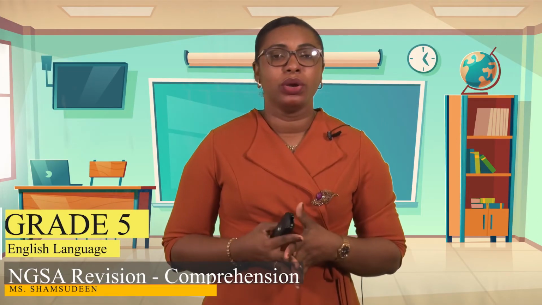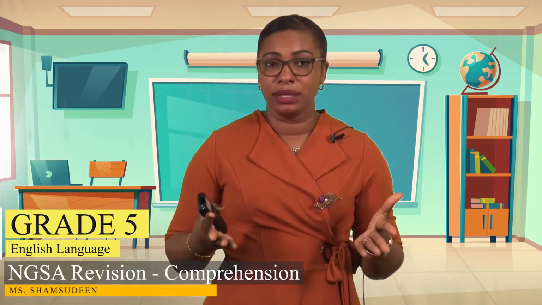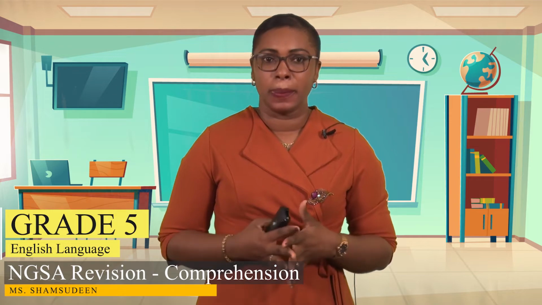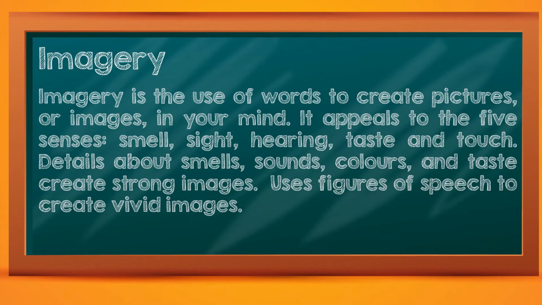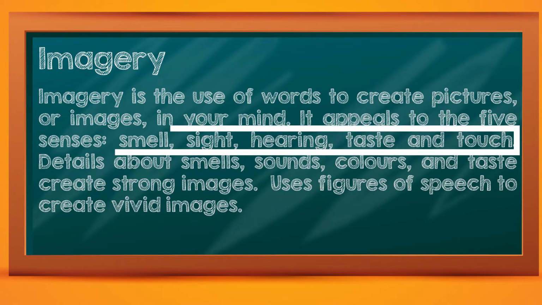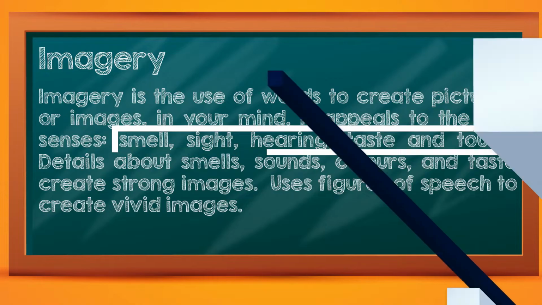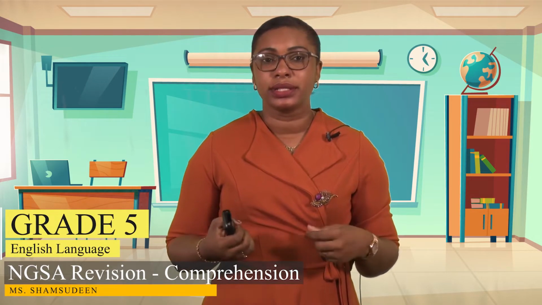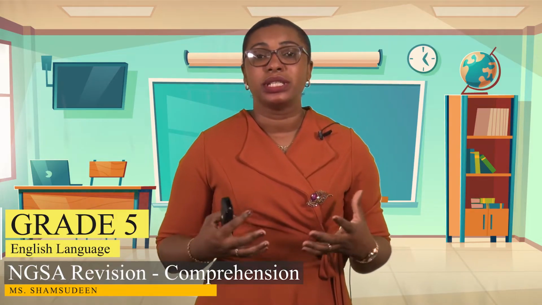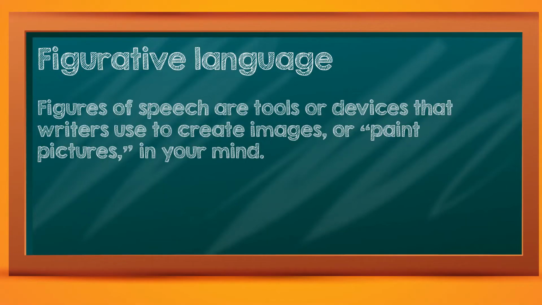Now remember, we also look out for those elements such as imagery. And imagery is the use of words to create pictures or images in your mind. It appeals to the five senses such as smell, sight, hearing, taste, and touch. Look at the details about smell, sound, color, taste, those things that create strong images. The use of figures of speech to create vivid images is also involved in imagery.